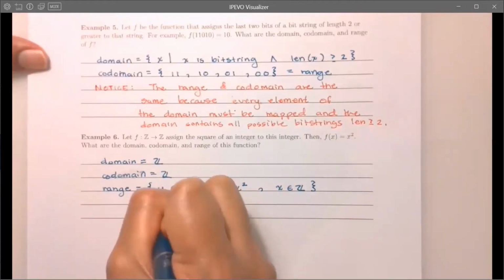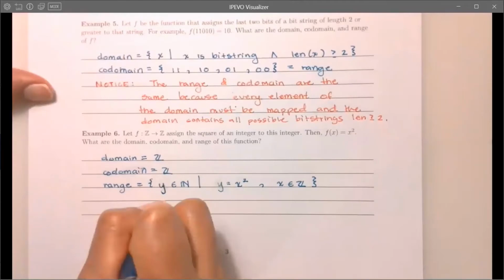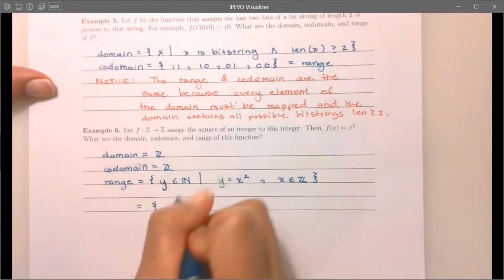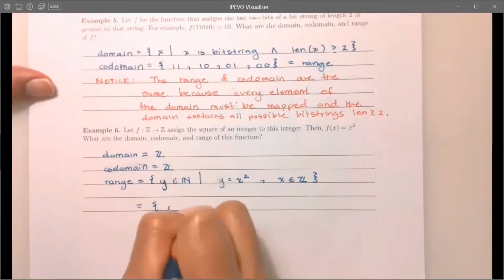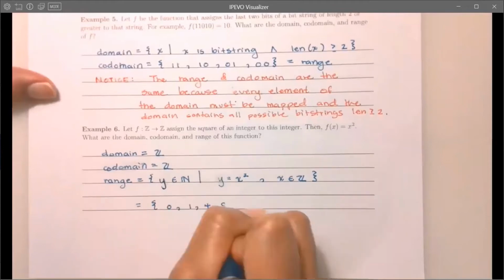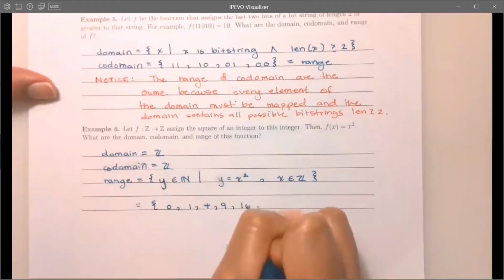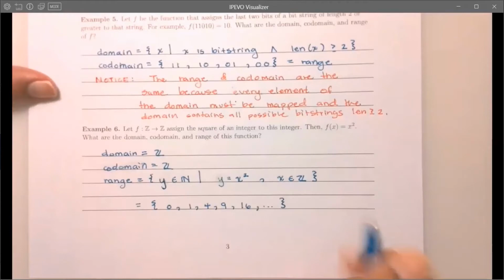If you wanted to list them out using the roster method instead, you could also do that. So you could also say it's 0, 1, 4, 9, 16, and so on and so forth. Perfect squares.